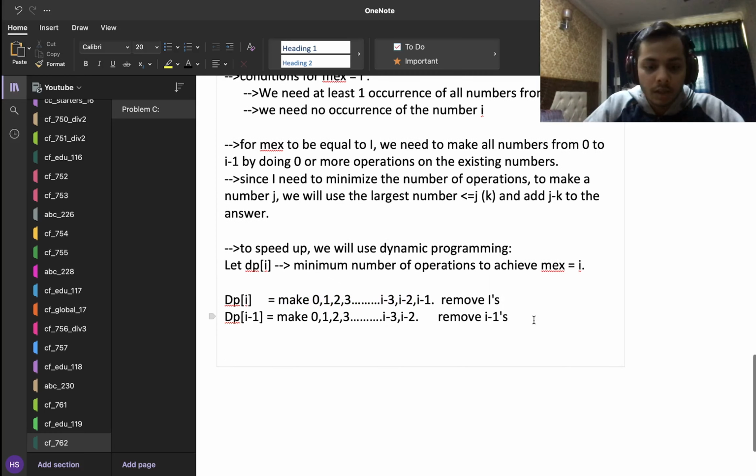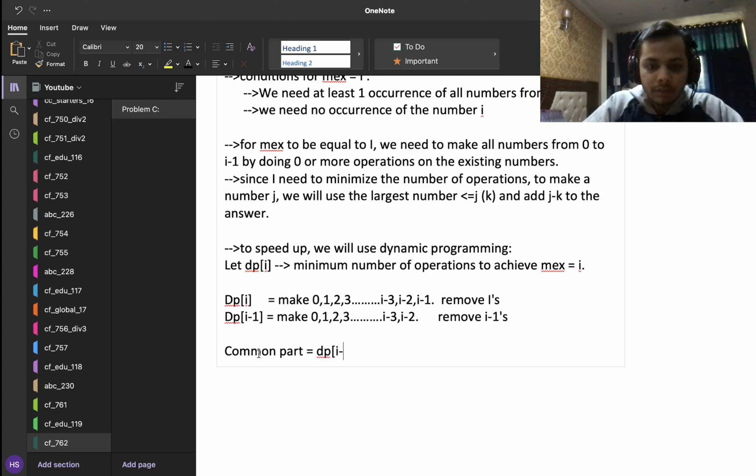So, how to construct dp of I from dp of I minus 1? We know that this particular part is common. So what we will do here is that we can actually find this part pretty easily because we already have dp of I minus 1 with us. So from dp of I minus 1, if I subtract the total number of operations which I am doing to achieve this part, that is, remove all the I minus 1s, then I will be left with this common part, right?